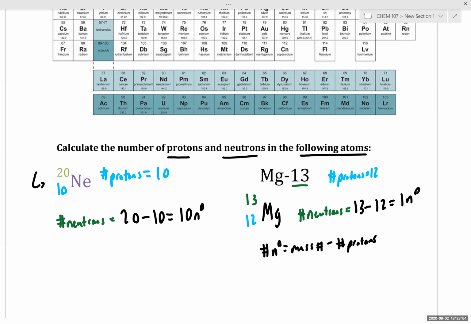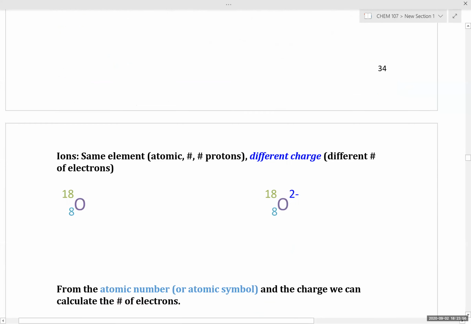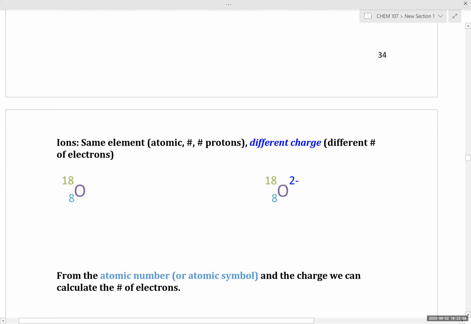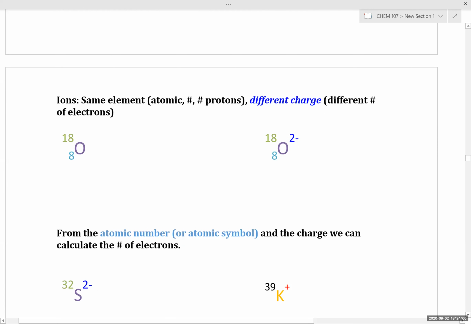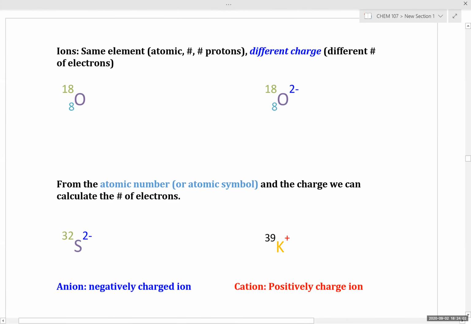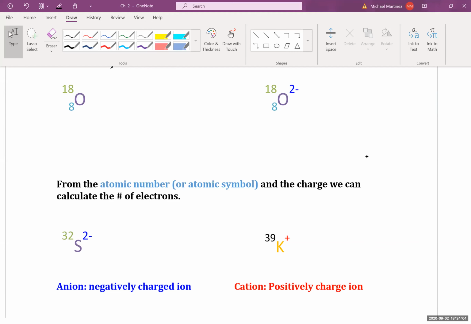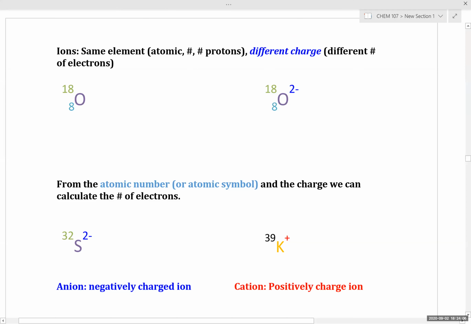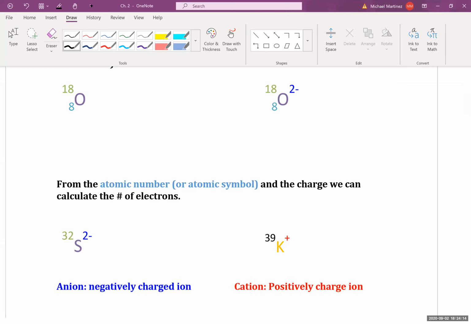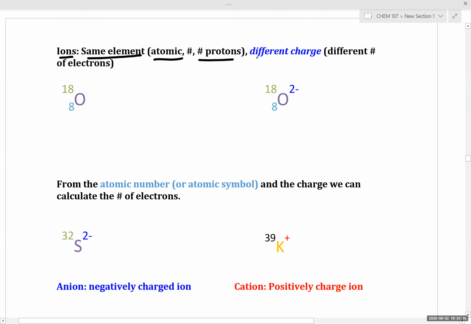If not, let's keep going. And let's talk about ions now, which will prompt our discussion of the other subatomic particle on our list, which is the electron. So ions are the same element, same atomic number, same number of protons, but they have a different charge.